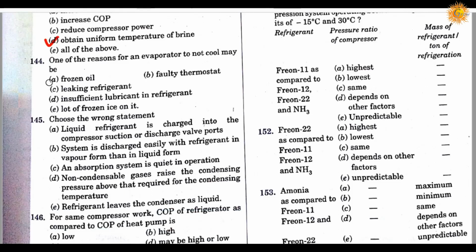Question number 144. One of the reasons for an evaporator to not cool may be: option A, frozen oil; option B, a faulty thermostat; option C, a leaking refrigerant; option D, insufficient lubricant in refrigerant; option E, a lot of frozen ice on it. So the correct answer is A, frozen oil.